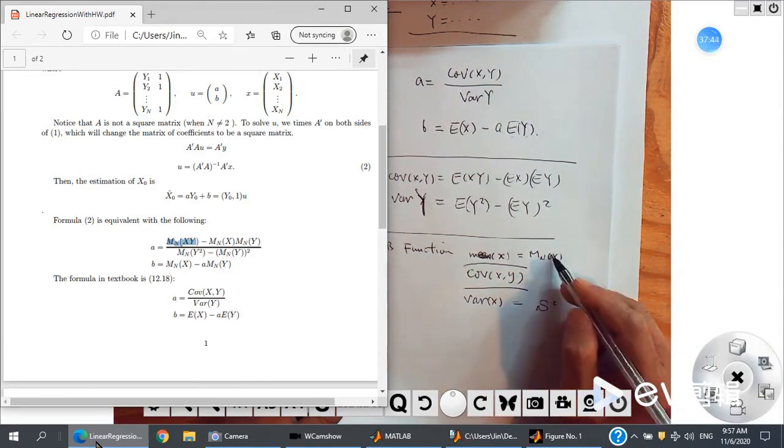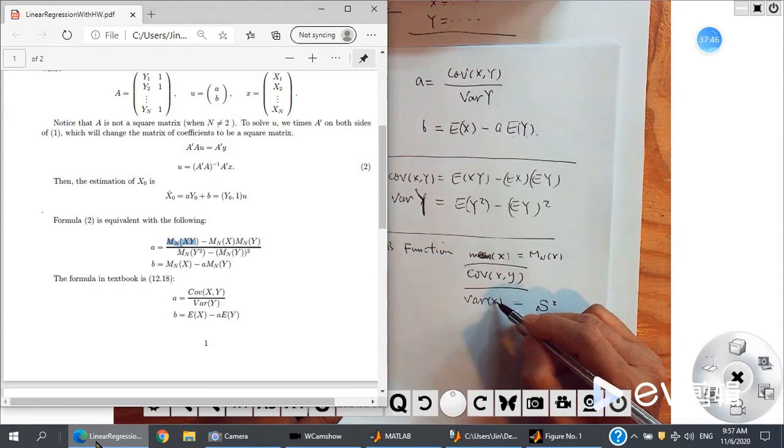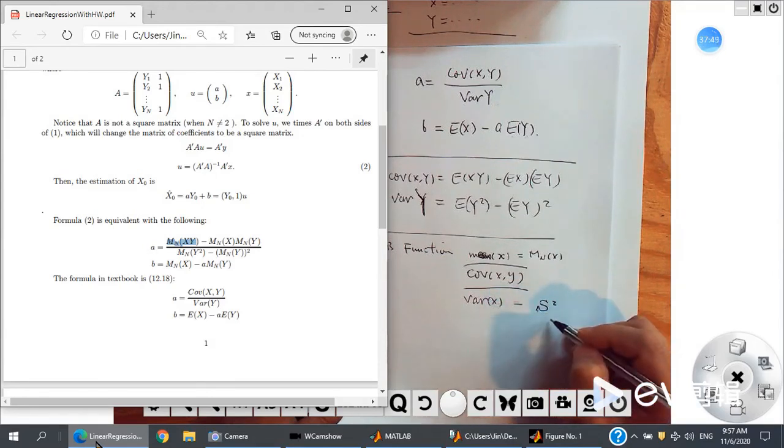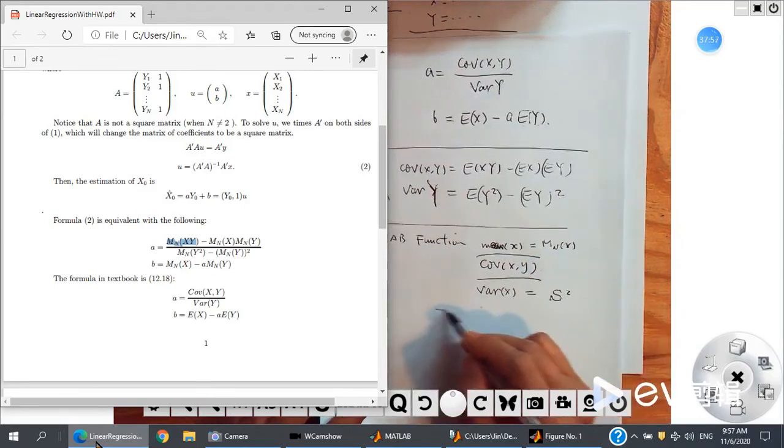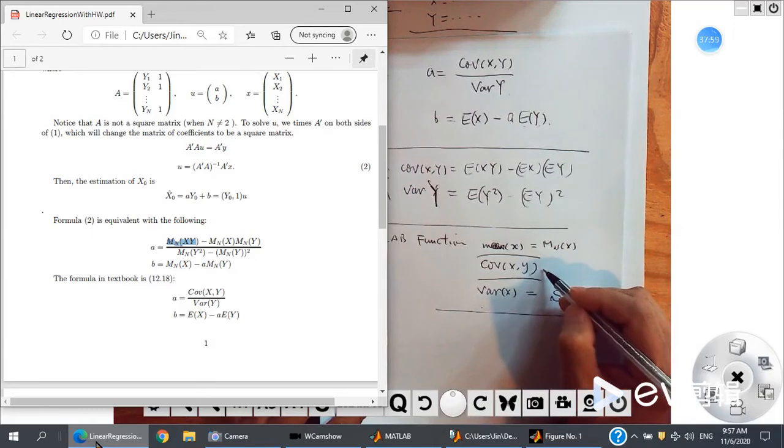It is not this one. It is divided by n minus 1. Remember last time we gave s squared 1. And this is a little bit complex. I will explain it. Okay. But it is also divided by n minus 1.